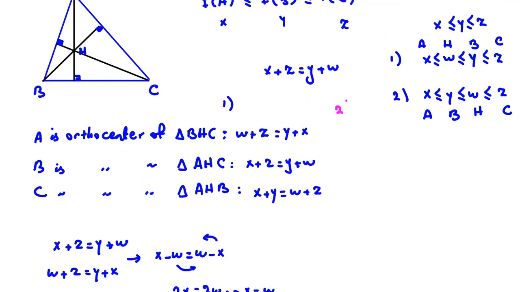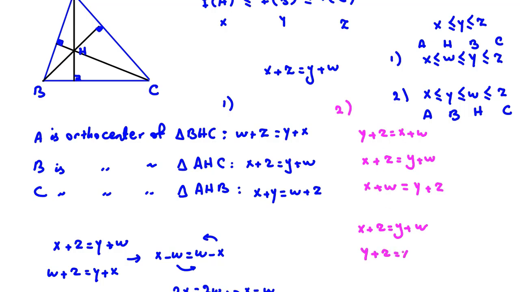Okay, in case number two, BHC, Y plus Z equal to X plus W. AHC, X first one plus last one, X plus Z equal to Y plus W, and the last part, X plus Y. Here, AHB, X plus W equal to Y plus Z. Okay, so here again, if you write the first equation again, X plus Z equal to Y plus W. And here Y plus Z equal to X plus W.